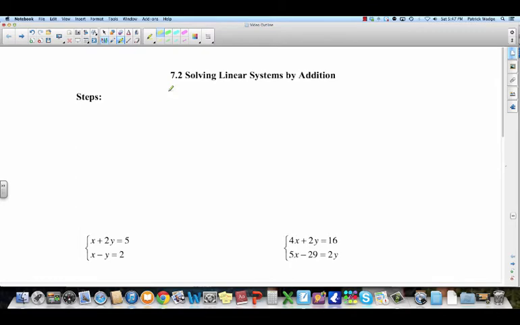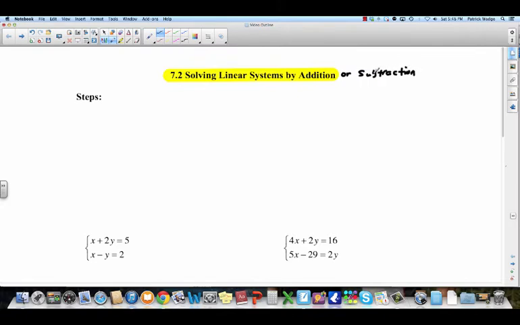Today we're going to solve more systems of equations. Last time we did it by graphing. Today we're going to do it by addition. And I kind of wish it actually said by addition or subtraction. And I'll show you why in just a second.